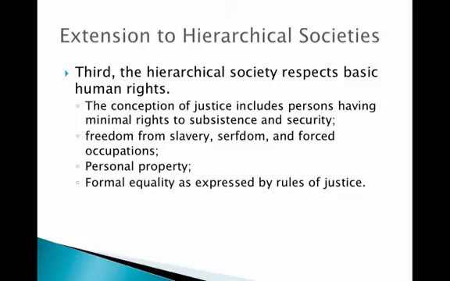So the conception of justice includes persons having minimal rights to subsistence and security, freedom from slavery, serfdom, forced occupations. They have personal property. They have formal equalities expressed by rules and justice. Here's a real quick aside. There's a difference between private and personal property. You can have no private property in your system, but have personal property. So a car would be private property, but your toothbrush would be personal property. Even if you don't believe in private property, you don't want other people using your toothbrush. So that would be personal property. So that is all it takes for a well-ordered hierarchical society according to Rawls.